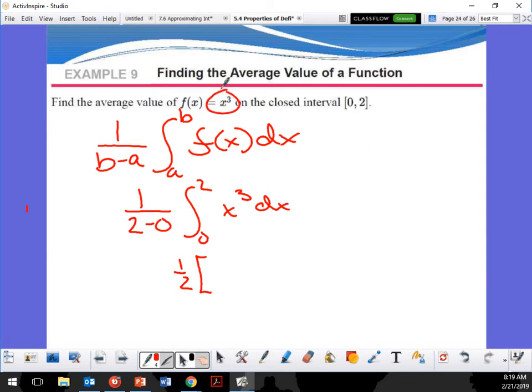Okay, and it's going to be x to the 4th over 4, from 0 to 2. That's going to be 2 to the 4th, which is 16. 16 divided by 4 is 4, minus 0, right? 1/2 of 4 minus 0, which is just 2.